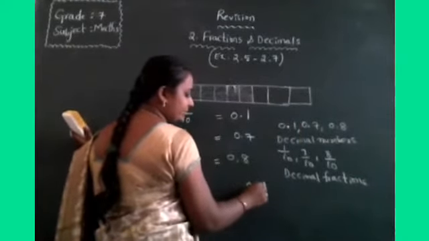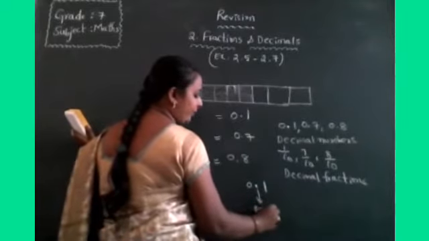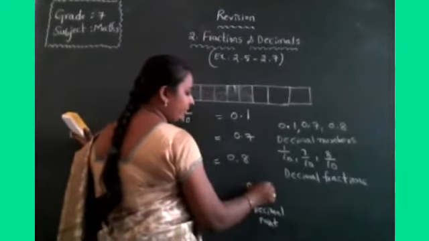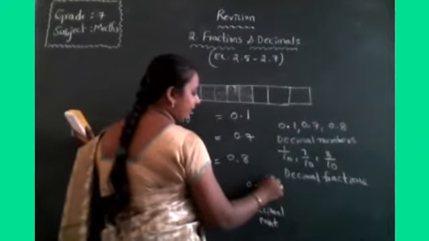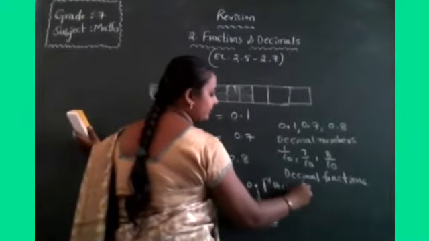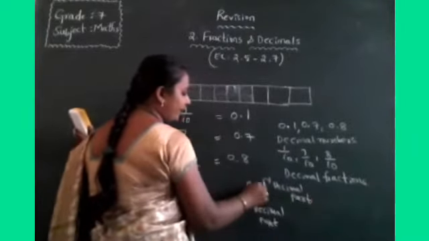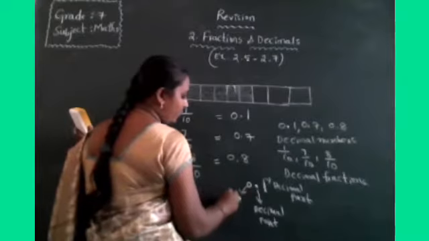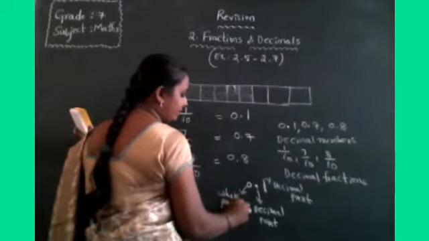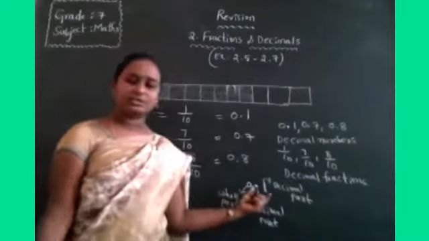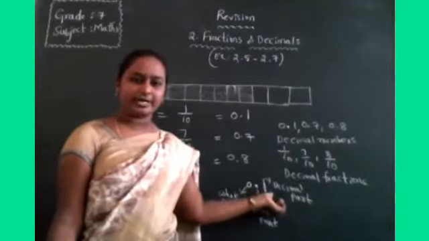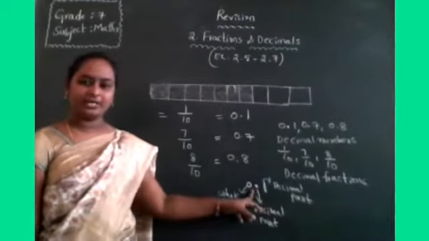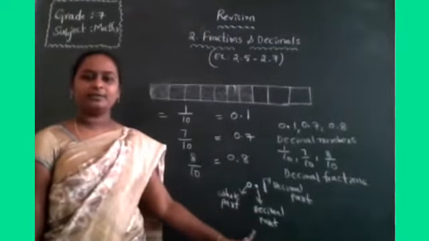0.1. Here this point is called a decimal point. The right side of the point is called the decimal part, and the left side of the point is called the whole part. So the decimal number contains two parts: one is the decimal part and the other is the whole part. This point we call a decimal point.